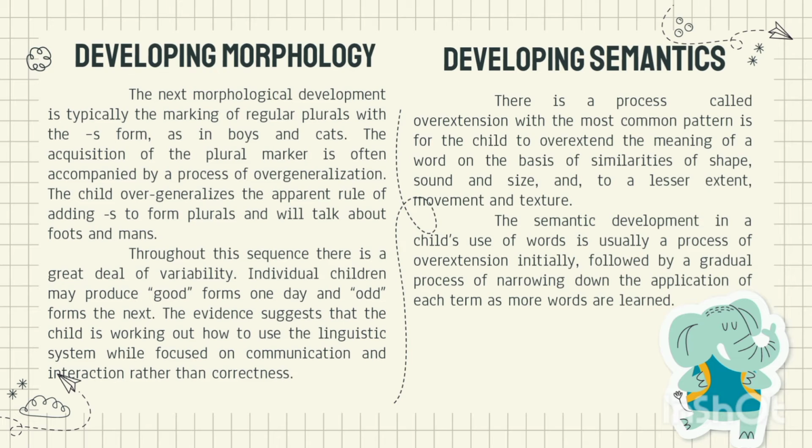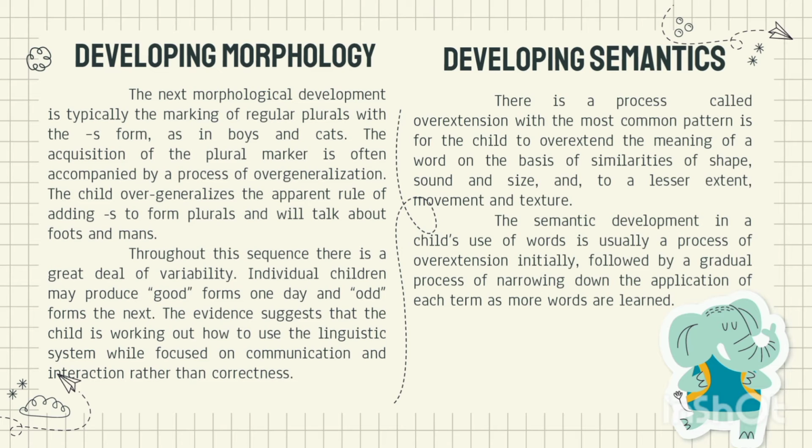Throughout the sequence there is a great deal of variability. Individual children may produce good forms one day and odd forms the next. The evidence suggests that the child is working out how to use the linguistic system while focused on communication and interaction rather than correctness.